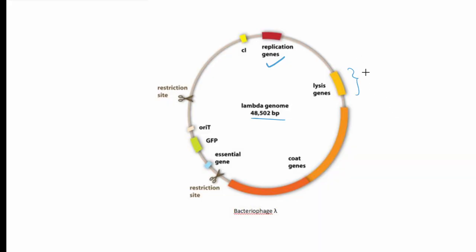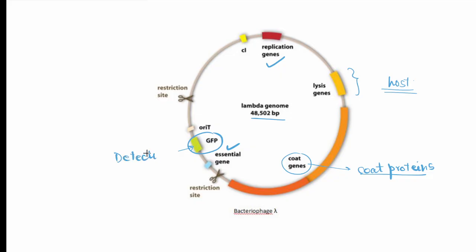Once the genome enters inside the host, it has to do the lysis of the host. That is why the lysis genes are important. The coat genes are important because they will help to secrete the coat proteins, and these coat proteins are important while the genome is in the bacteriophage itself. Now there are some very essential genes also. Then there is a green fluorescent protein which we can insert, and this green fluorescent protein will help in detecting whether this particular genome has entered into the host or not.